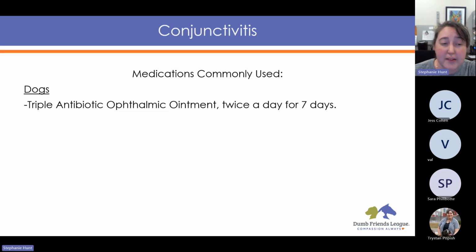I know recently within the last 2 to 3 months, this went on back order. And so what we ended up doing was using Tobra or ofloxacin for our dogs that were experiencing conjunctivitis. But that hasn't happened in the last 10 years that I've been here. And I don't anticipate that it'll happen regularly in the future. Dogs are, again, it doesn't happen very often. It's usually pretty straightforward. And they usually respond really well to the triple antibiotic ointment that we use.